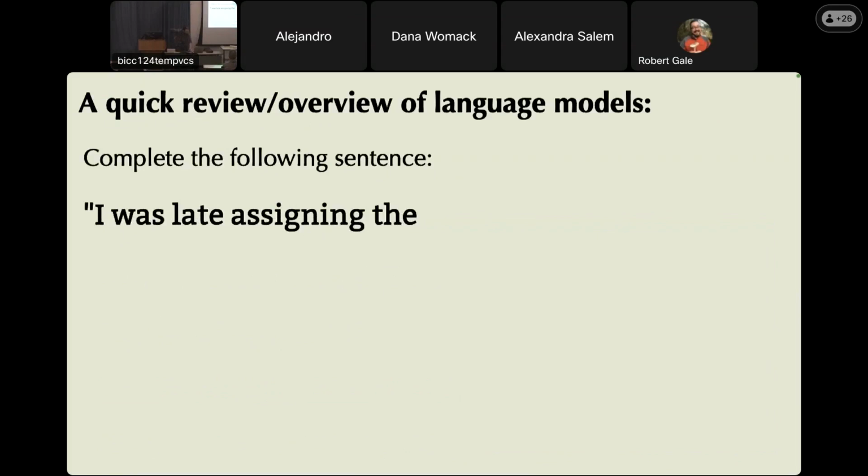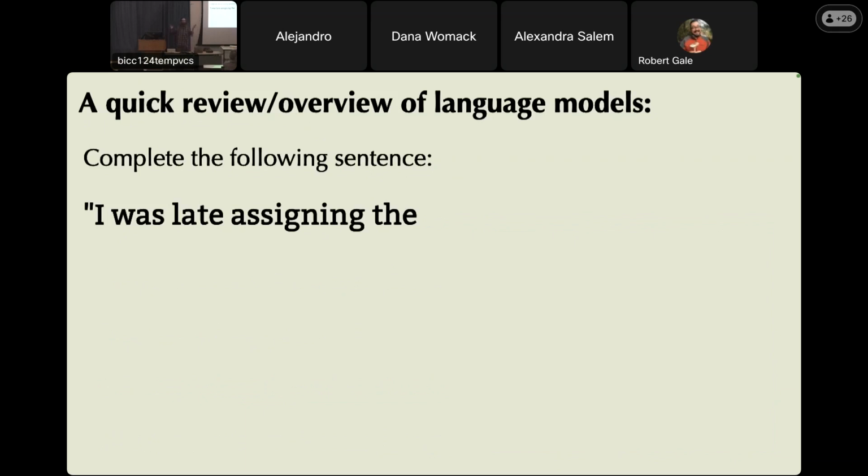Okay, so language models. We've heard a lot about LLMs, but I have not seen a DMICE seminar where we actually explain what the heck a language model even is. So we're going to do that today a little bit before I get back to naming tests. Here's a sentence: "I was late assigning the..." What word would come next?